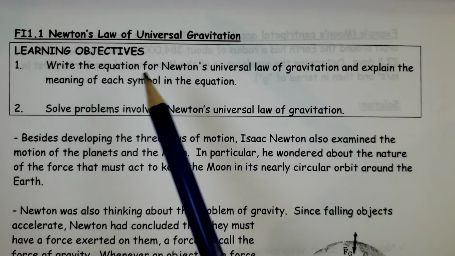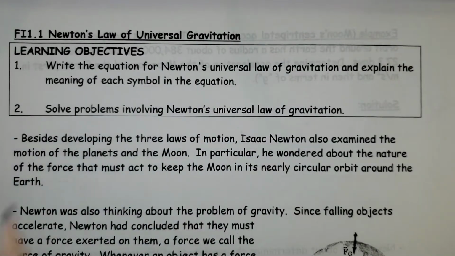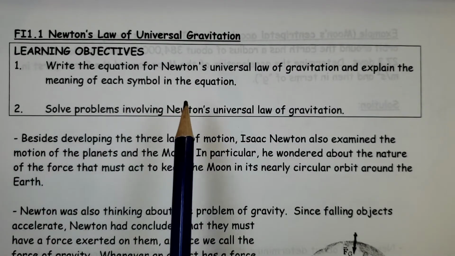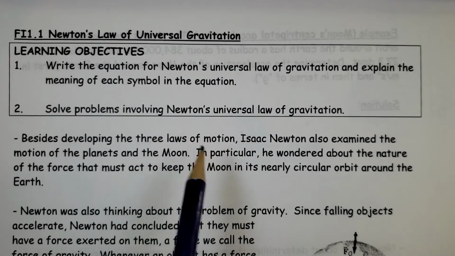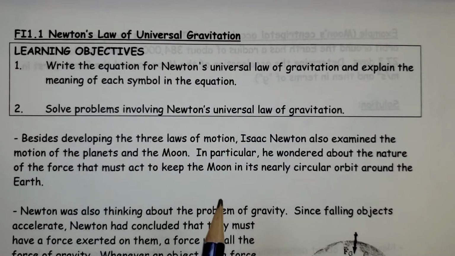So FI1.1, Newton's law of universal gravitation. Here we'll look at writing the equation for Newton's universal law of gravitation and explain the meaning of each symbol in the equation, and then of course solve questions involving that.